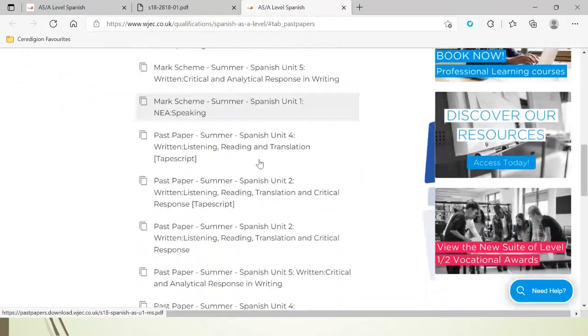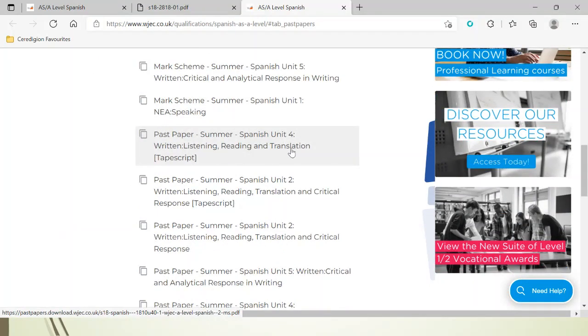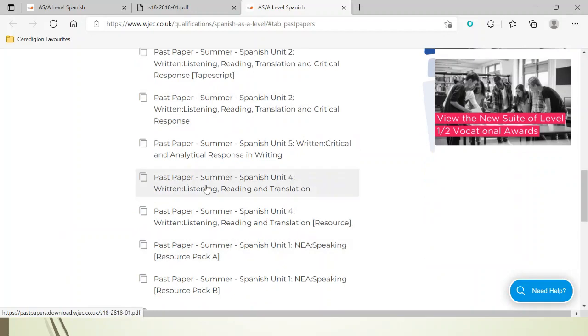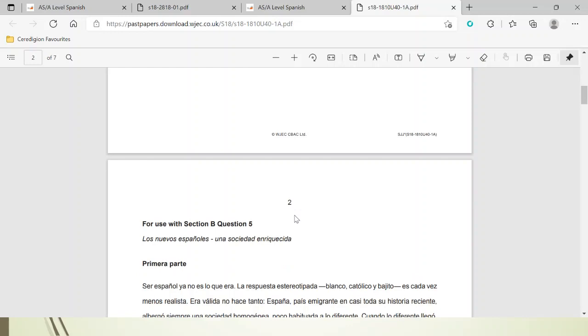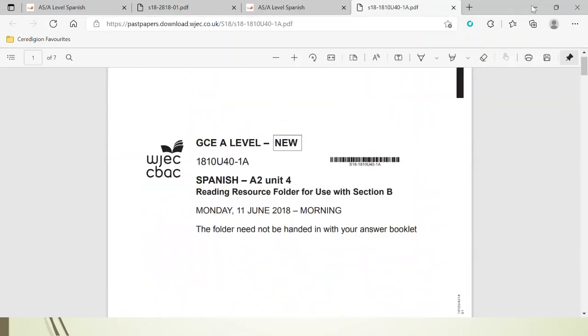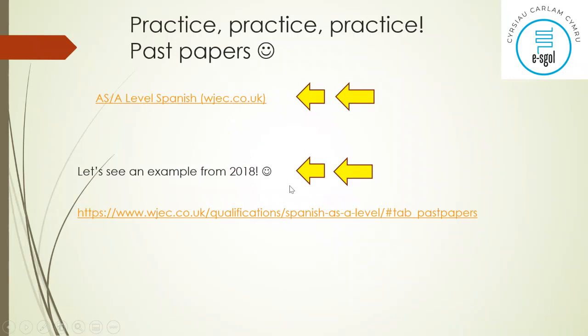So you can download here the tape script as well as the written, listening, reading and translation papers, and you will need as well the resource that goes along with it. So the folder that has got the text in it. So you can take a minute to download these resources now. Click on the links, and you can download the paper of 2018 Unit 4. So the reading, listening and translation.